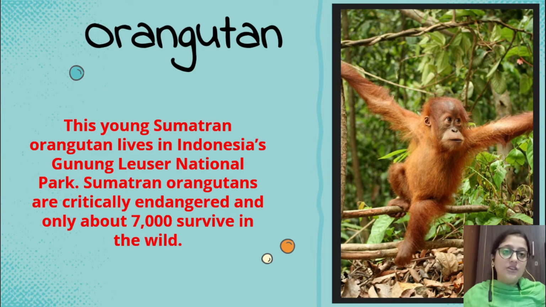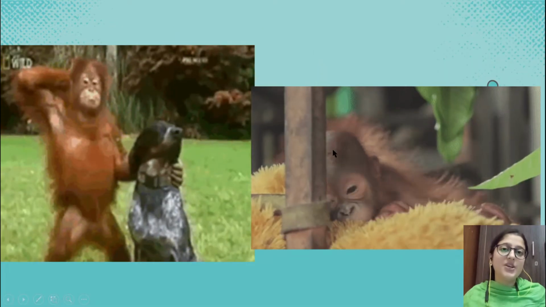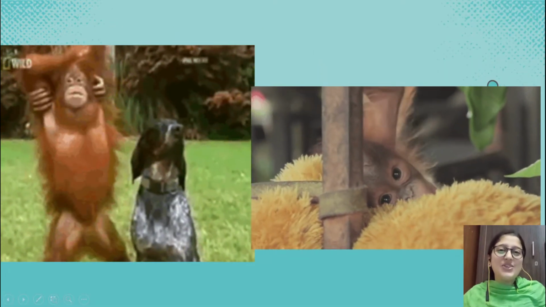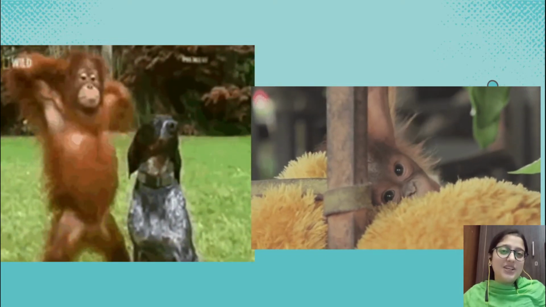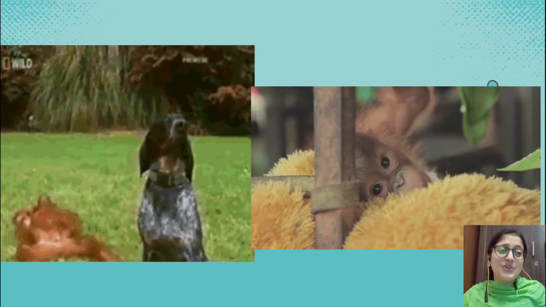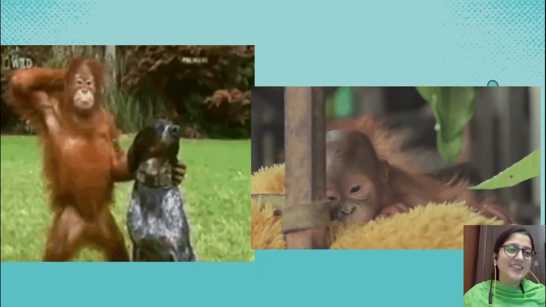So in Indonesia's national park, these Sumatran orangutans live there. Okay, and only 7,000 actually survive in the wild. The rest are kept in captivity in zoos and all, just to help them survive, to provide them proper health care, etc., which might not be available in the wild. So you see, the first picture shows a very sweet orangutan, and it's not very smart though, but it's pretty cute. And the second one is a so cute baby orangutan, you see.